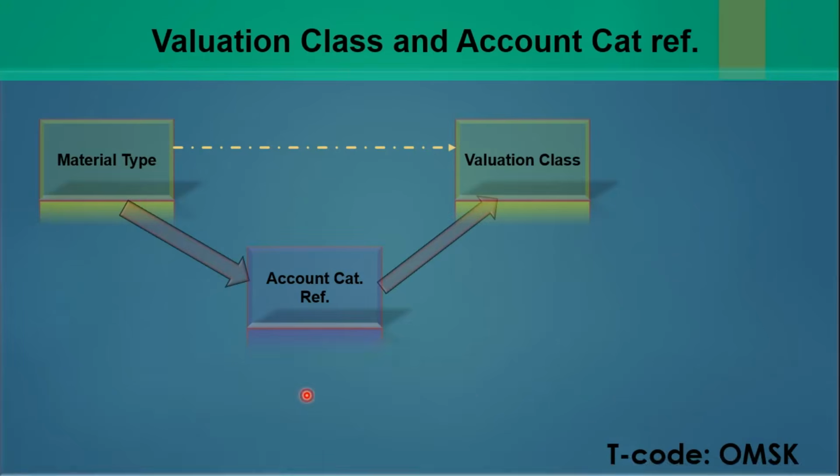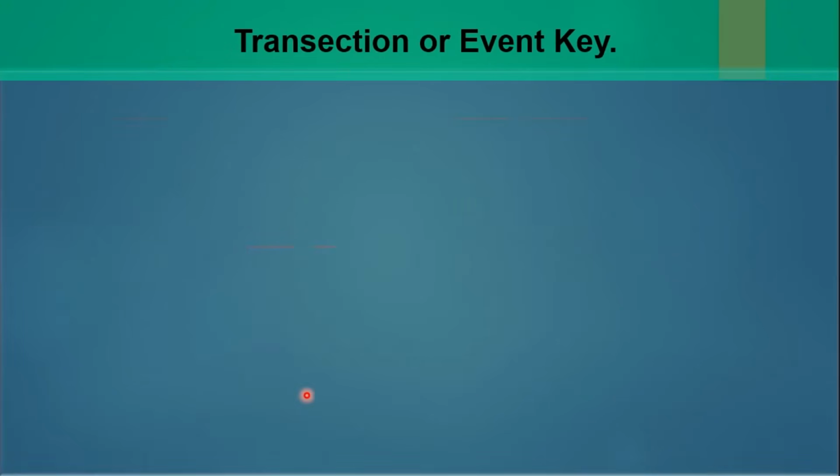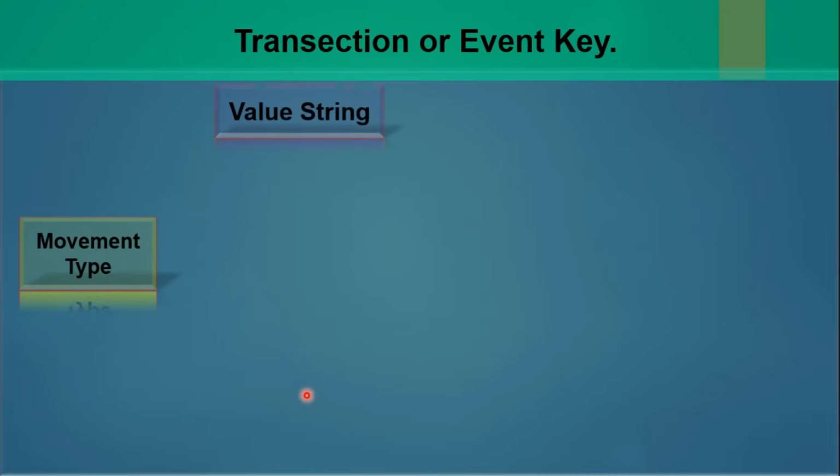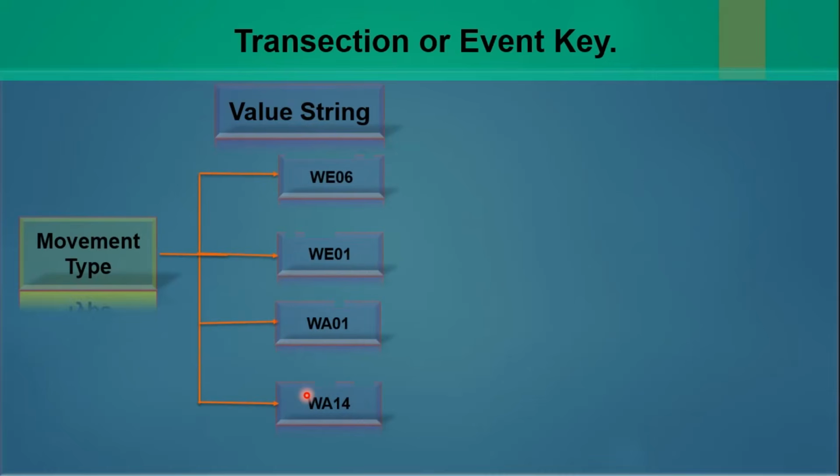Then our next thing is the transaction or event key. We will see it. Everyone knows that if we do a certain material movement type, then with any movement type there are certain valuation strings in the background. So what is exactly a valuation string or valuation key? Valuation string keys are for SAP internal use. It is just a pointer to the transaction event key which is necessary for account determination. Movement types are linked to the transaction keys via valuation strings.